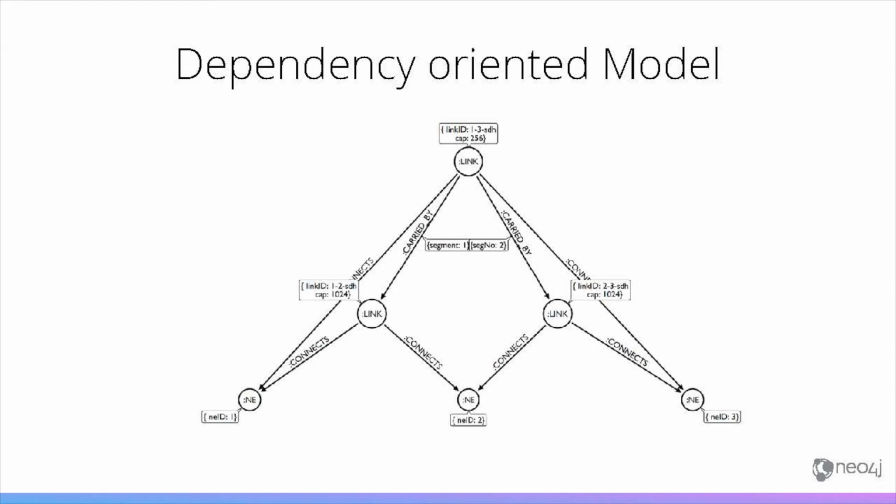But by modeling it as a node, we can now say that there's an end-to-end connection between 1 and 3, modeled by this node up here, that's carried by these 2 relationships, these 2 connections, right? That connect 1 to 2, point to point, and 2 to 3. So this is the dependency-oriented model. And in this kind of model, I can ask questions like, what depends on what? What would happen if this connection would go down? Which would be the nodes, which would be the logical connections on top of it that would be affected, right?